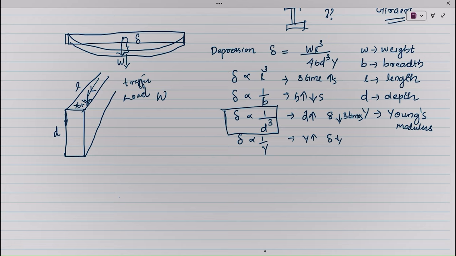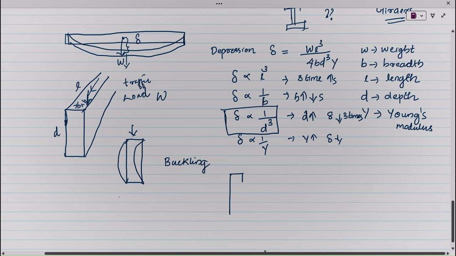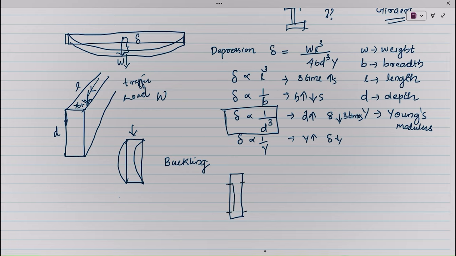So because of that, there will be a chance of bending, or the beam will stretch or bend like this, and this is called buckling. When force or weight is applied on the top of the girder, it will bend like this. This process is called buckling. In order to avoid buckling, we reduce some portion of the beam and it will look like this.